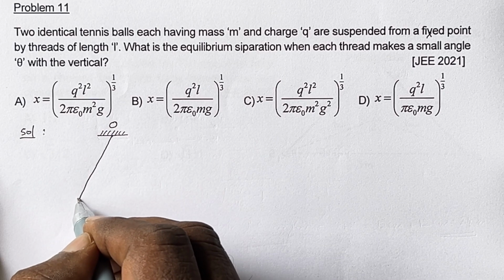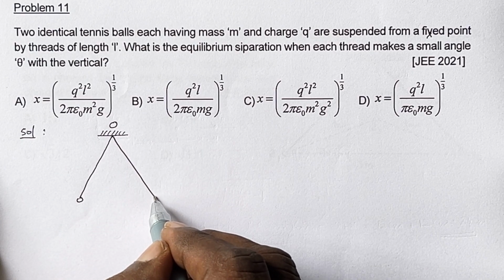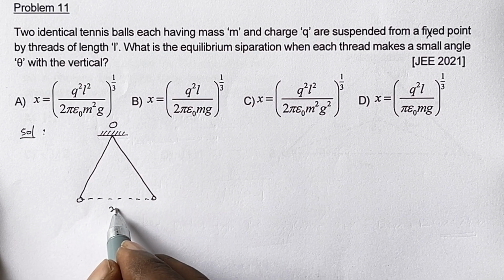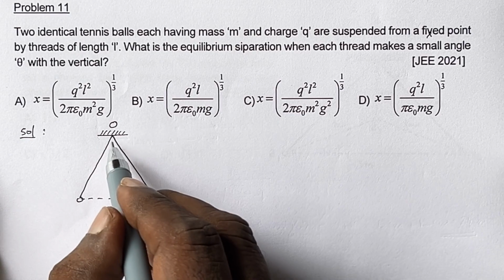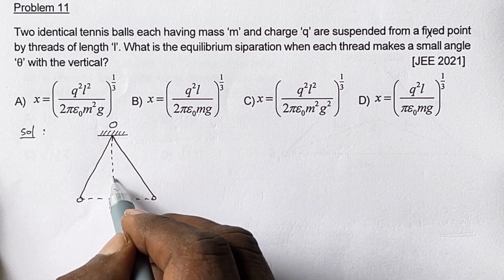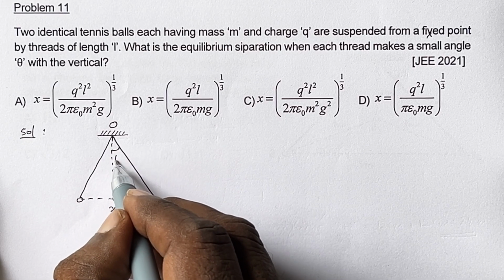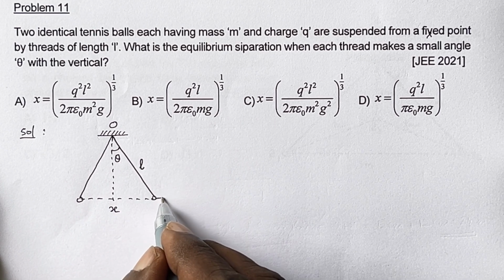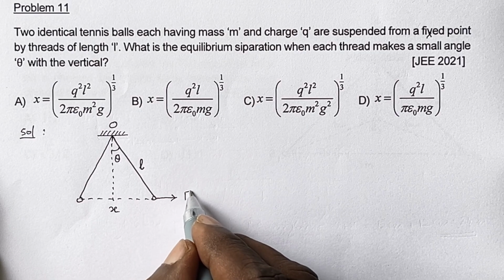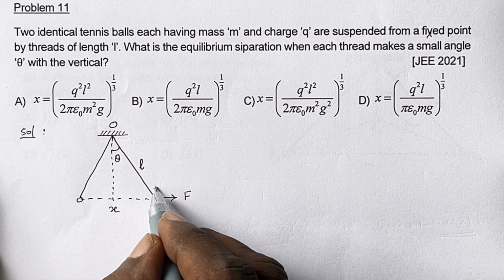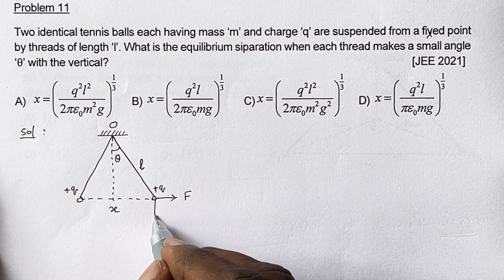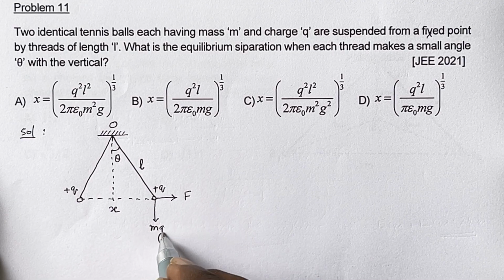Two pendulums are hanged, suspended, and the distance between them x we have to find, and with the vertical, this is the vertical, it is making angle theta, length of the pendulum is L. The forces acting on this bob is the Coulombian repulsive force. Why? Because both are having same charge, like charge, and it is having mass m, so weight is also acting downwards. So these are the forces acting.